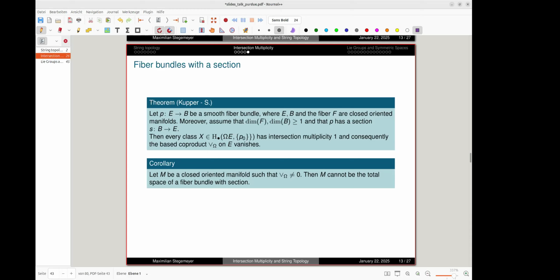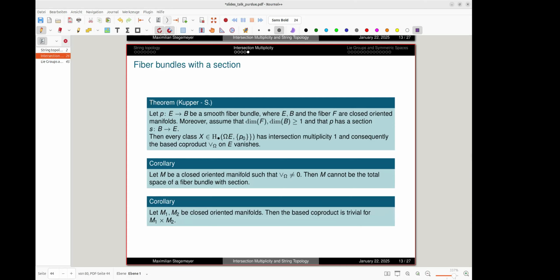Yeah. No, I mean, the first result was on the free loop space. Now we're on the base loop space. But of course, now we have a bigger class of spaces. In particular, this is also an obvious corollary: now we can look at any product, right? Any product space is a total space of a fiber bundle with a section, trivially. Yeah, but it's even, right.